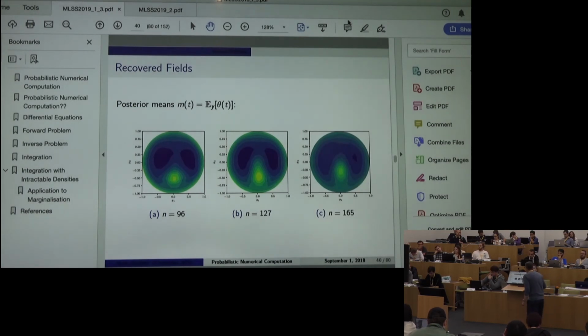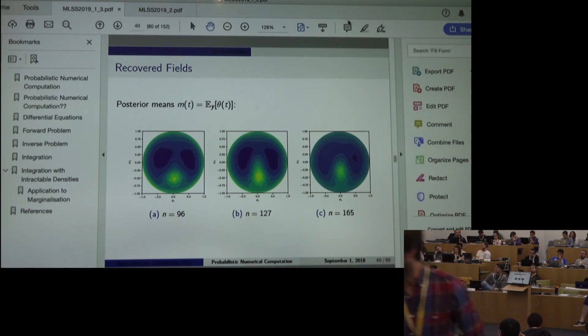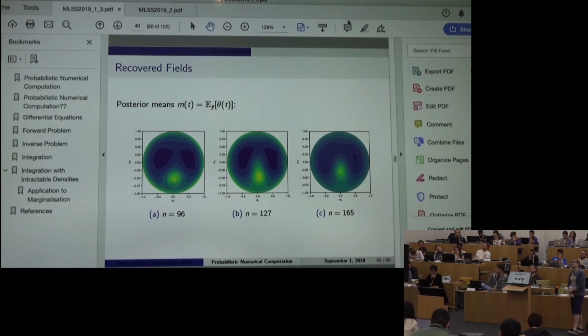And hopefully you can see what the posterior means of the conductivity field look like as we increase the number of data points. I don't know if that's clear. Is it clear on the screens? Yeah, it's not bad, is it?